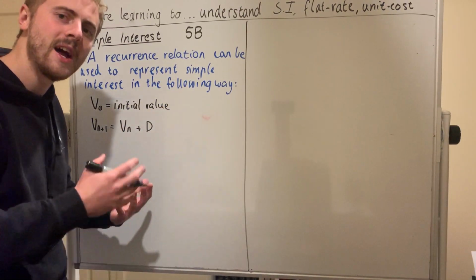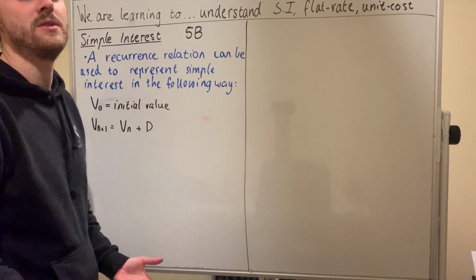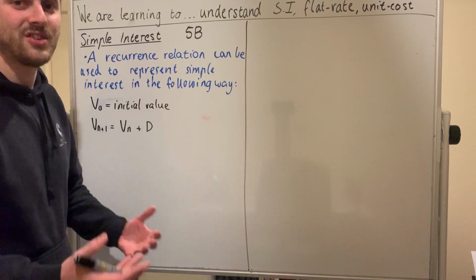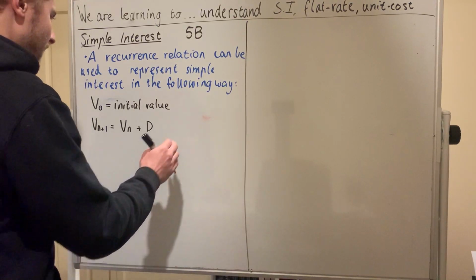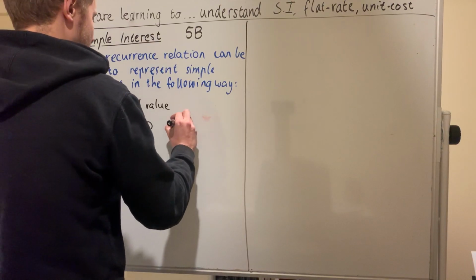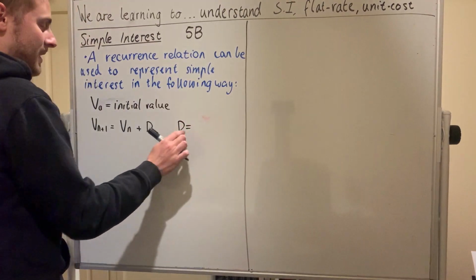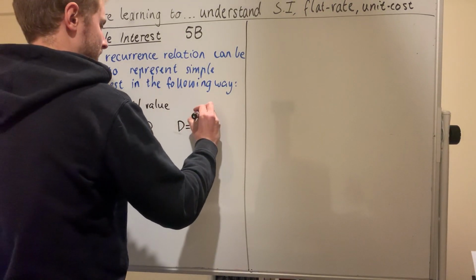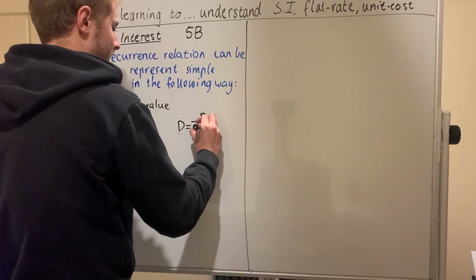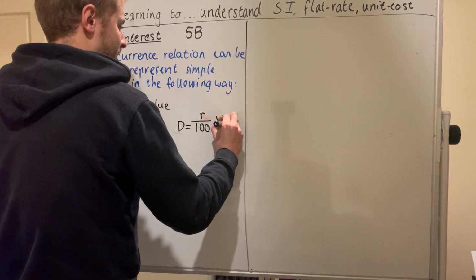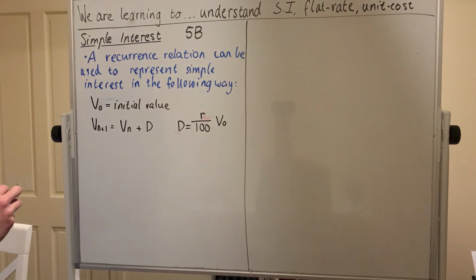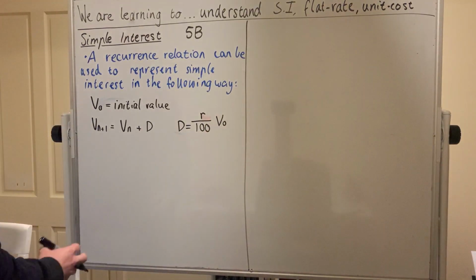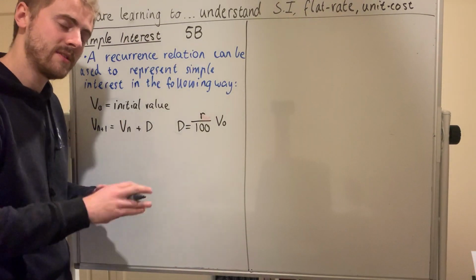Simple interest always goes up or down by the same value. That's what makes it simple interest. Because the interest is just calculated on the principal, the initial amount. So it doesn't change. So it's pretty straightforward. But we do have a way to calculate that D value when we're not given it. So if we're not given the value that it's going up or down by, we can use this formula. It's just the rate, or the R, over 100 times by the initial. So D equals R divided by 100 times V0. That gives us how much it's going up or down by.